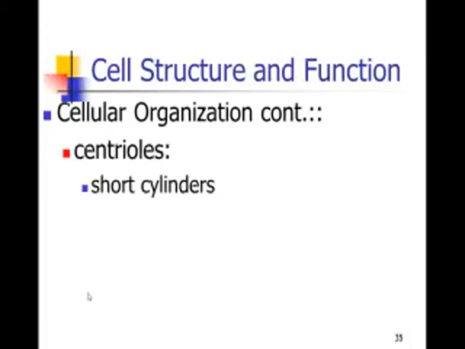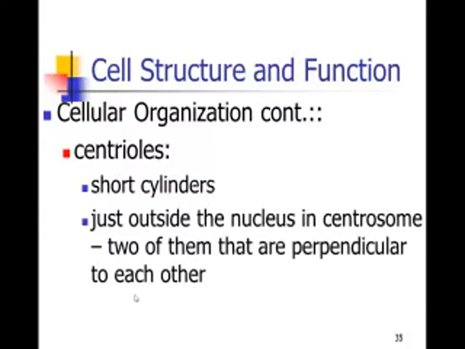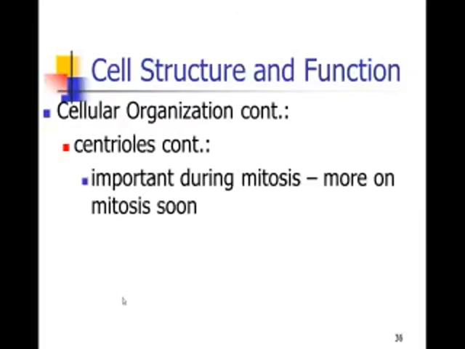So centrioles, we'll talk a little bit about those. Centrioles are short cylinders. Typically they're found actually in a bunch of places. One is associated with the centrosome. And in the centrosome there are two that are perpendicular to each other. These end up being really important during mitosis, and we'll talk more about mitosis near the end of this lecture.